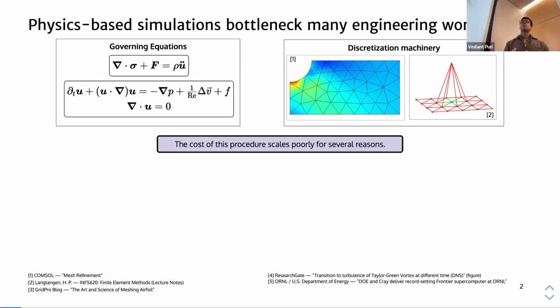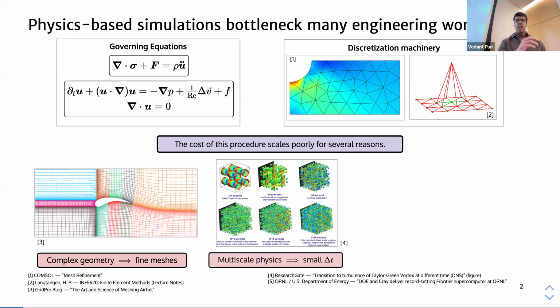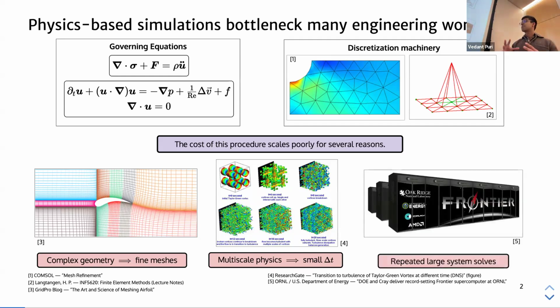Now the complexity comes in as follows. When you are resolving structures with fine geometrical features, you end up with meshes that have a large number of degrees of freedom. Therefore, you have a larger system to solve. Secondly, when you're solving for multi-scale phenomena such as turbulence, your time step size needs to be extremely short to resolve all the fine-grained features in your calculation. And what all of that ends up being is repeated large system solves that require high-performance computing architectures to execute.